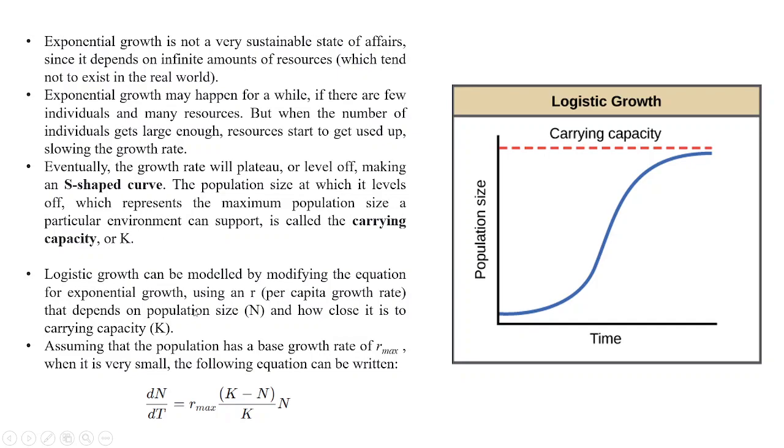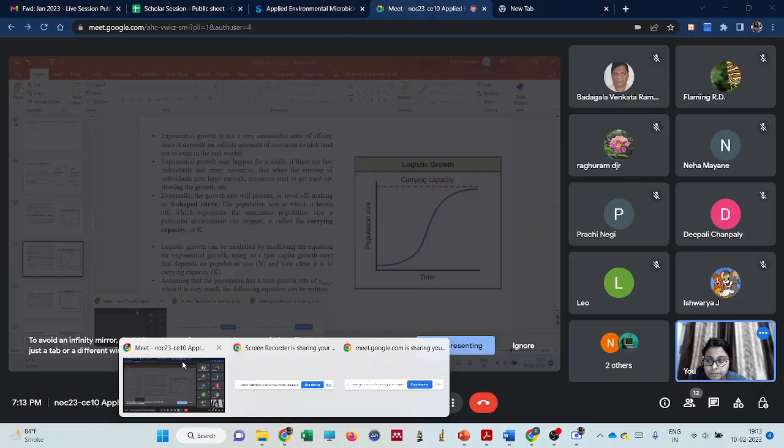So this logistic growth model equation is R max, K minus... somebody is joining.